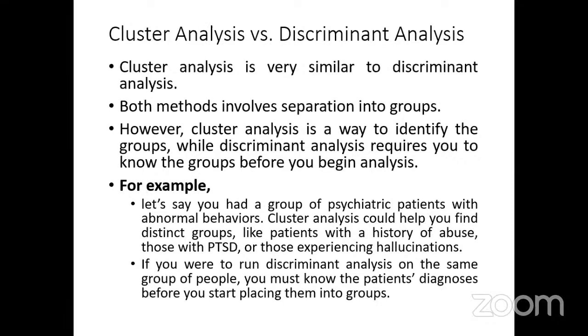For example, take a group of psychiatric patients with abnormal behavior, in which cluster analysis could help you find distinct groups, like patients with a history of abuse, those with PTSD, or those experiencing hallucinations. Such terminologies are generally used for psychiatric patients. I also do not know their meanings, but we make the clusters based on the patient's history. But if you run discriminant analysis for the same group of people, we must already have diagnosed them before you start, and you have to make them into different groups. So cluster analysis provides the basis for discriminant analysis. This is the basic difference between cluster analysis and discriminant analysis.